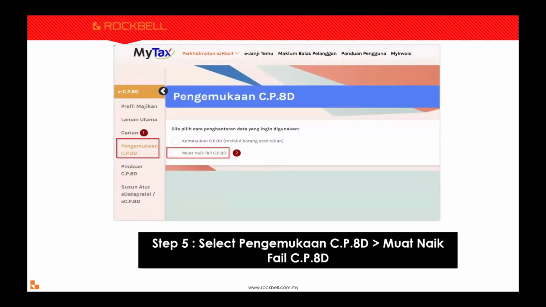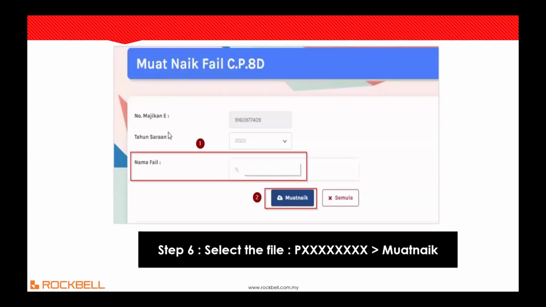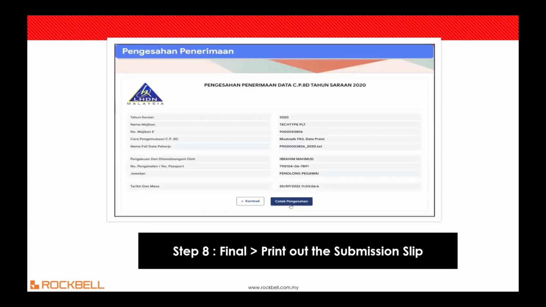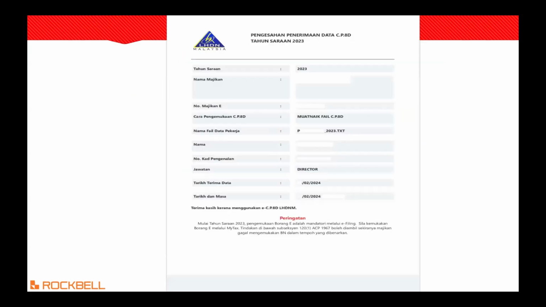Continue. You select Borang Pengemukaan Muat Naik Fail CP8D. Then you upload the P file. After that, you fill in the person in charge, like the director's information. Then you send it and submit. After your submission is complete, you can print out the acknowledgement file. You can generate a PDF, and you can also print it out as a record. Here I recommend everything be kept for 7 years for audit purposes.